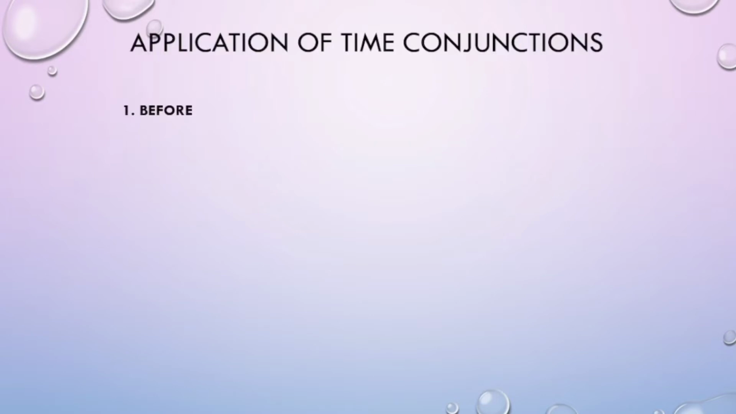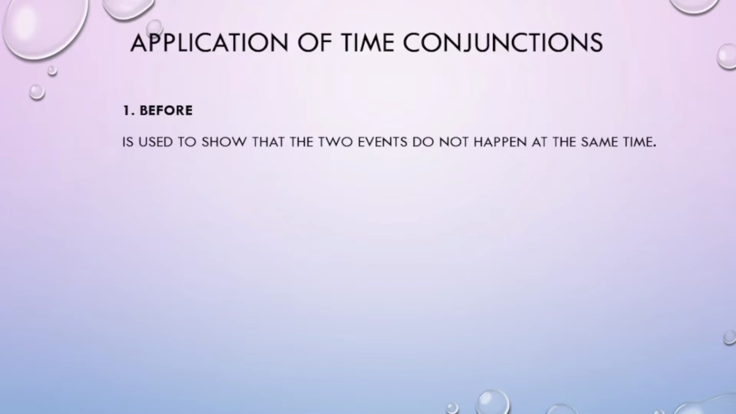Application of time conjunctions. Here you are supposed to know how to use each and every time conjunction word. So how do we use before? Before is used to show that the two events do not happen at the same time. For example, before I went to school, I washed my uniform. Now, which one did I start with here? Before I went to school, I washed my uniform.